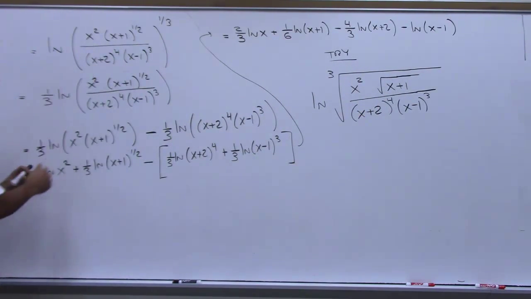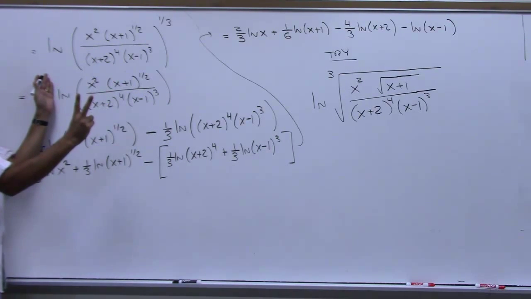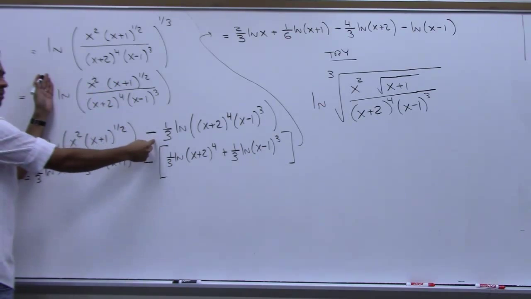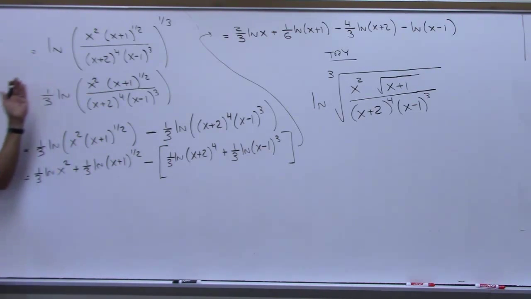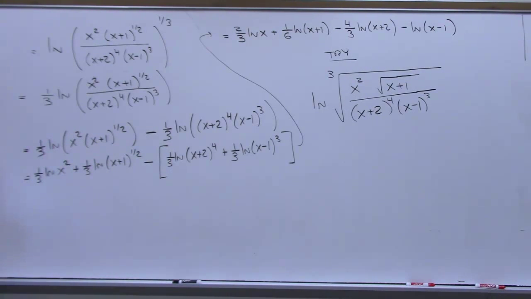So now that I have division, this log gets split into 2 logs, with subtraction between them. But since there's a 1/3, the 1/3 has to distribute to each one. This log has a product in it right here, so it splits into 2 logs. And the 1/3 goes to each one of them.